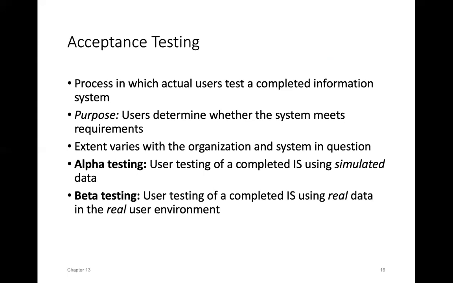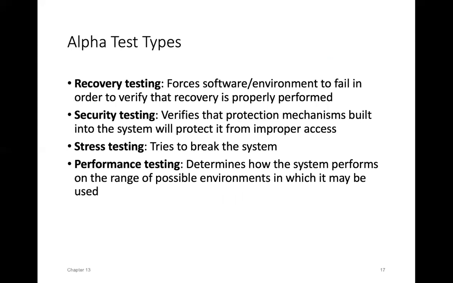Let's look at these in a little bit more detail. So alpha testing, what does it say? This is our dedicated test environment. So recovery testing, that's something you're going to have to do. It forces the software environment to fail to verify that recovery is properly performed. Security testing verifies that our security is going to protect our information system from improper access. Very important. We're going to try and break the system. Stress testing and performance testing determine how the system performs in the range of possible environments in which it may be used.